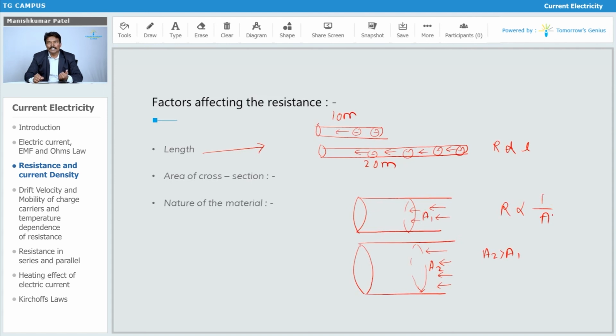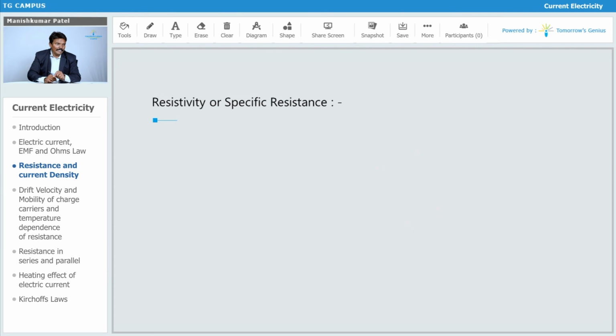Again, the nature of the material, the number of electrons contained by the material per unit volume, also decides the value of resistance. In short, combining all these things, I can write R equals rho L upon A. This rho is what we call the resistivity of a material.